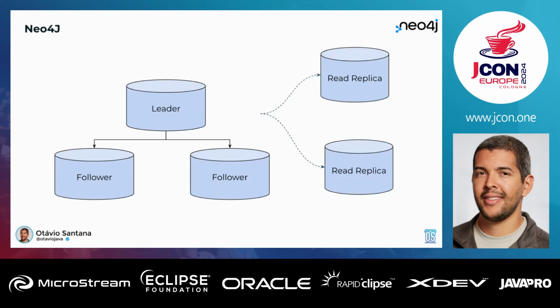Okay, Neo4j works pretty similar to Redis and MongoDB. So leader and read replica is pretty similar to primary and secondary, or master and slave, and so on. So just change the terminology.